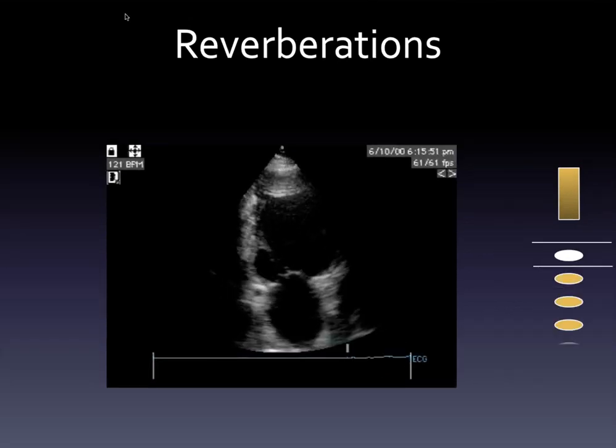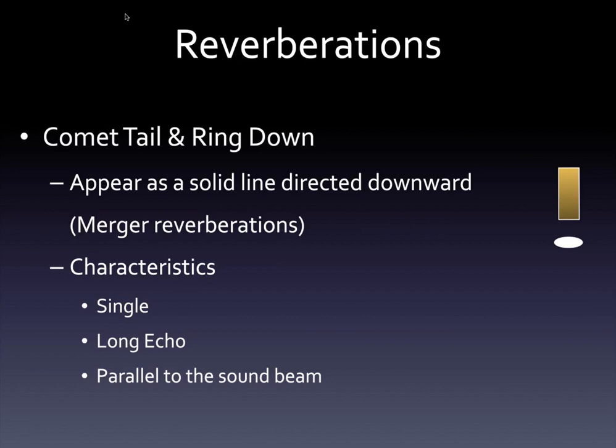Let's keep going. Another type of artifact is called comet tail, also known as the ring down artifact. It often appears as a solid line directed downwards. It's what we call a merged reverberation, because the reverberation occurs inside the structure itself. The structure becomes the two mirrors, and the sound goes back and forth, creating a comet tail that follows it. The characteristics are that it's usually single, a long echo, and parallel to the sound beam.